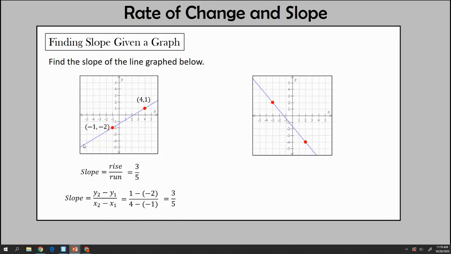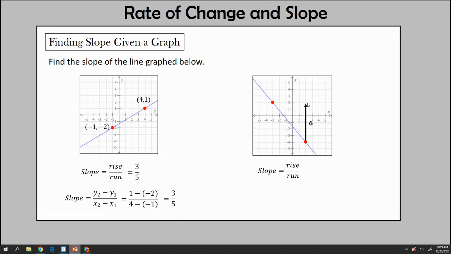Now we knew that was going to be a positive slope, right? Because we were on the rise from left to right. We know this slope's going to be negative, because we're going down from left to right. So again, what I would do is travel from one point to the next. For the rise, I'm going to go up 6 units: 1, 2, 3, 4, 5, 6.